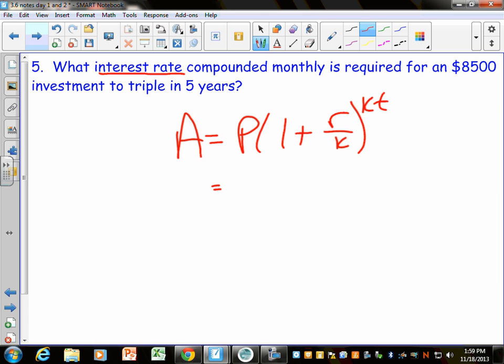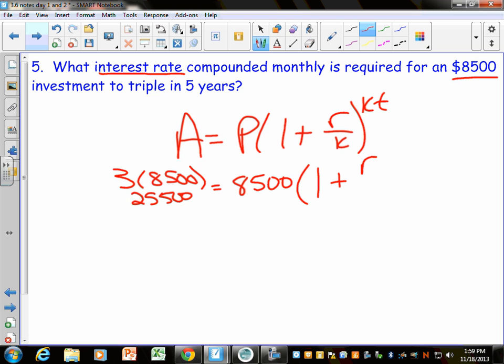P is what I'm starting with, 8,500. So what is A? Because you just tripled this, right? So think about that as 3 times 8,500, whatever that was, 25,500, because you're tripling it. If you were doubling it, you multiply by 2. Again, we're compounding monthly here. But I actually know what T is this time, so I could say 12 times 5 out there.